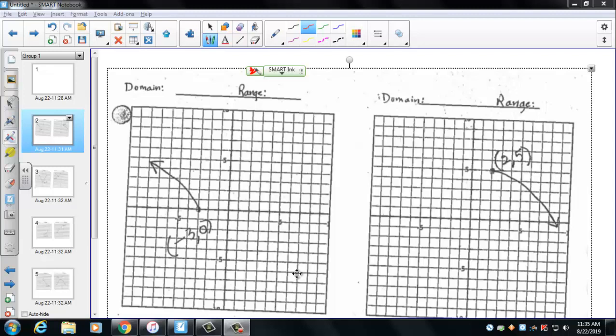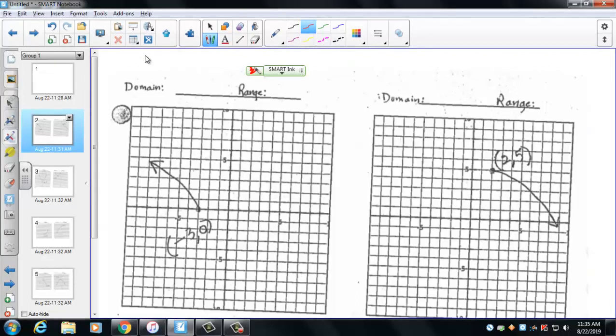So as we read the domain, we again just want to remind you that domain is going to be read left to right. That domain will be read left to right. So as we start with this graph, we are reading it from the left.